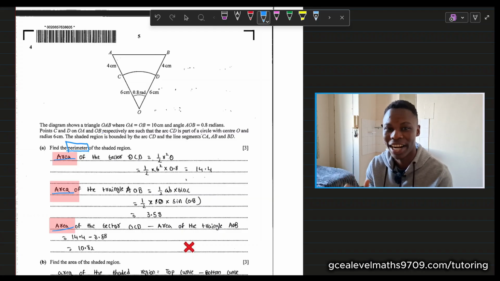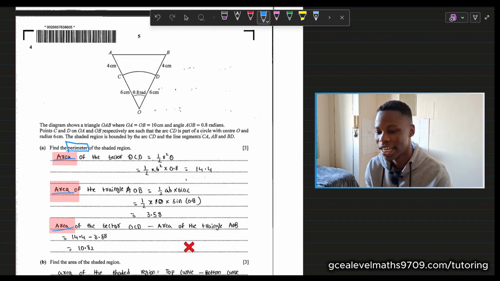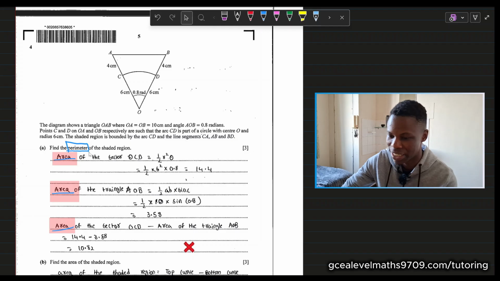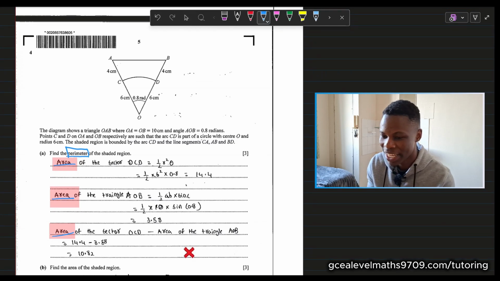Perimeter is the distance right around the shape. It's not the area. So here, and also maybe let me highlight the shaded area because it's not actually shaded. Yeah, the shaded region is bounded by arc CD. So this is arc CD, and the line segment CA. CA would be this. AB would be here, and BD. So this would be our shaded region.